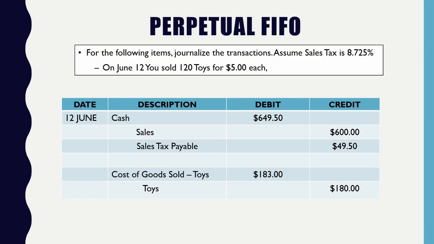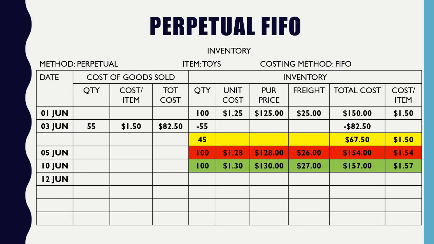Now in this case, on June 12th, you sold 120 toys. Okay? So in this case, if we're using FIFO, the same concept, same idea, which batch of inventory am I going to be selling out first? The 45? Exactly, the yellow batch of 45, right? And then, of course, we have to sell a total of 120 toys, right? So that means I have to dip another 75 in my second batch, okay?